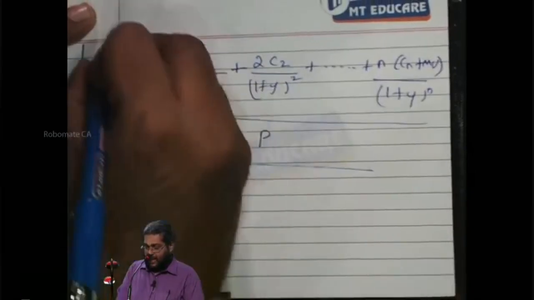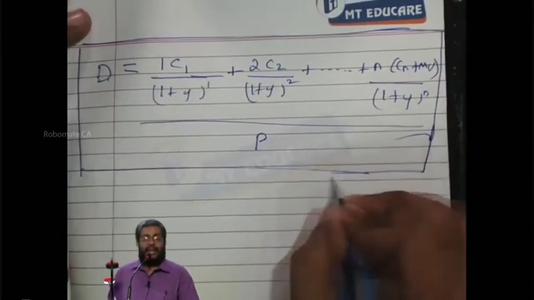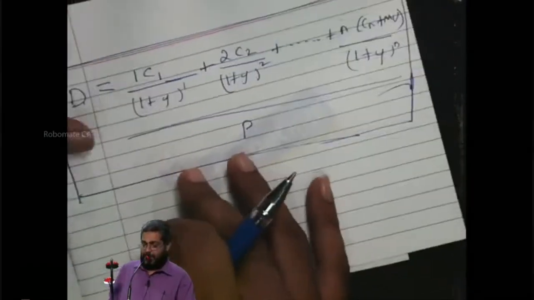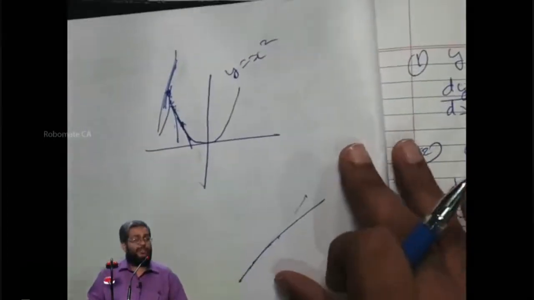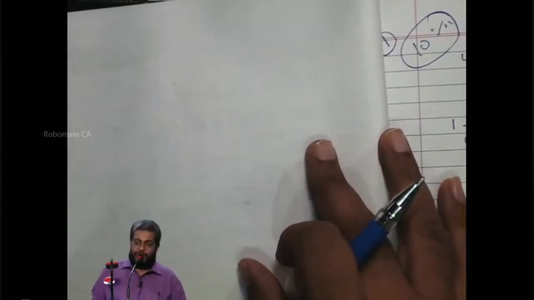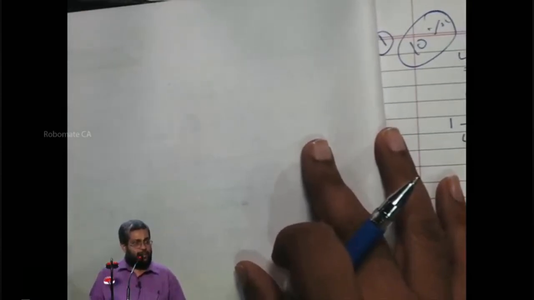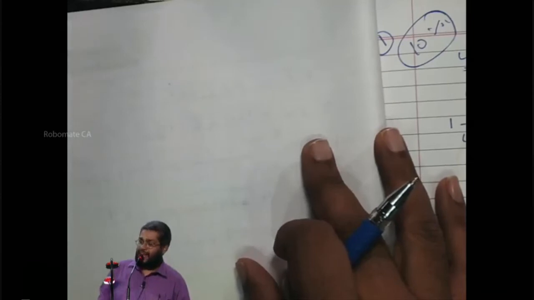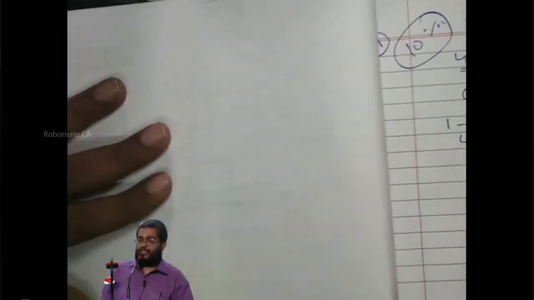I'll keep this in hand. I'll bring this term into the calculation at a later stage. So tell me, are you understanding the duration calculation or not? What is duration? 1C1 divided by (1 plus y) power 1 plus 2C2 divided by (1 plus y) power 2, and so on up to n Cn plus maturity value divided by (1 plus y) power n, whole divided by price gives you the duration.